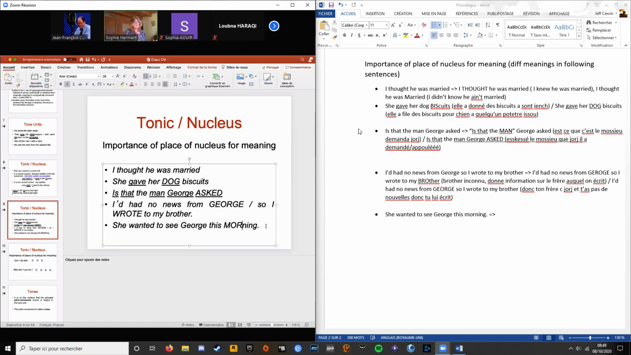In that case, you want to insist on the fact that it's this morning that you want to see George. And probably the fact that you wanted to see George is already known. And you just simply say when. So you say, she wanted to see George this morning. In French, you may probably translate by c'est ce matin qu'elle voulait voir Georges. So morning is the most important information you give. Or you say, she wanted to see George this morning.